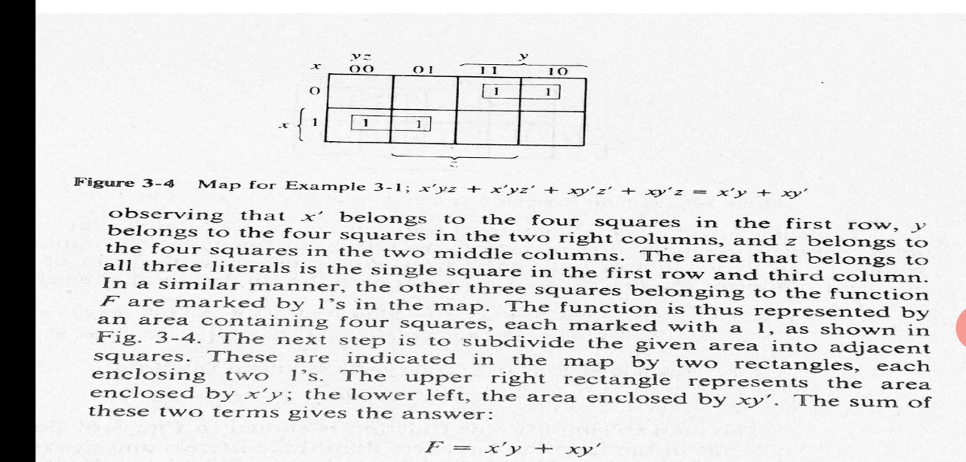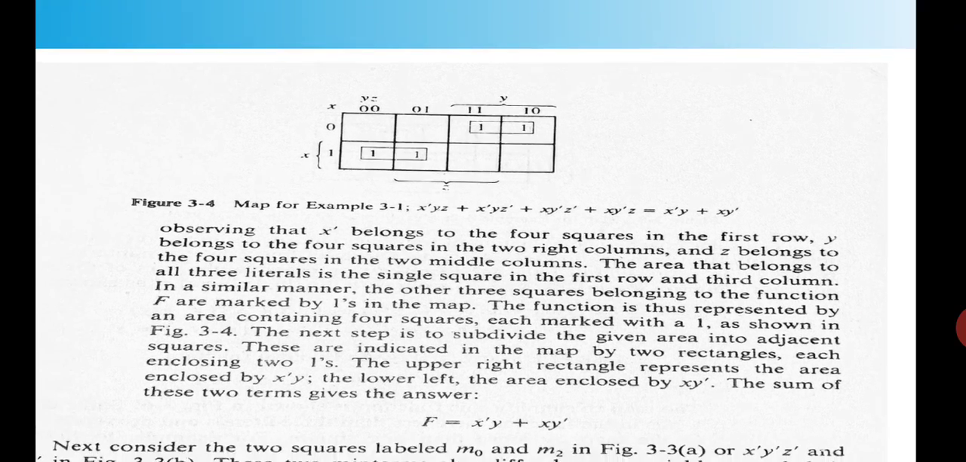The lower left, the area enclosed by is x y dash. Why is it x y dash? Because the x value is 1, and why do you get y dash there? Because in both positions the y value is 0, isn't it? 0 0 and 0 1. So the y position is in both the cells, and y will be marked as 0. That is the reason why ultimately you are going to get the value as x y dash. The sum of these two terms gives the answer f equal to x dash y plus x y dash. So ultimately the whole Boolean function is minimized to this much.